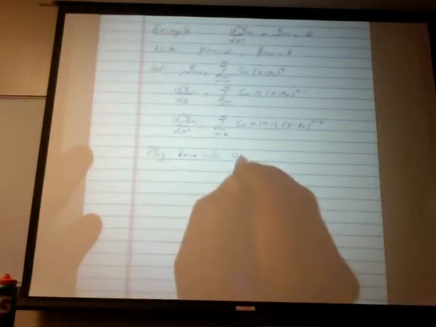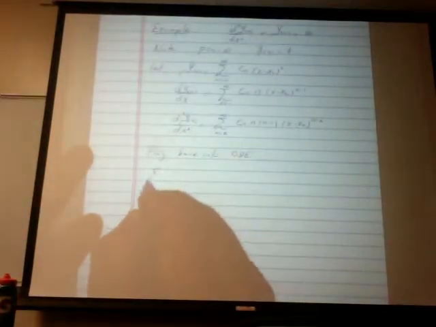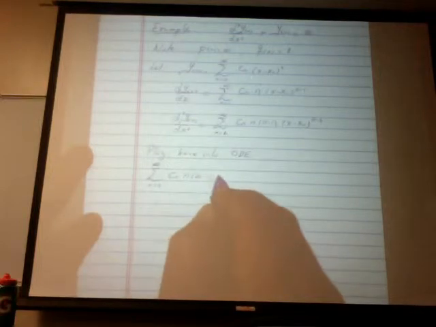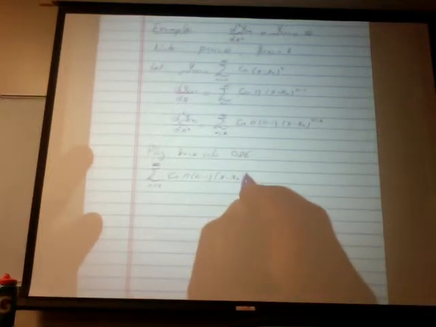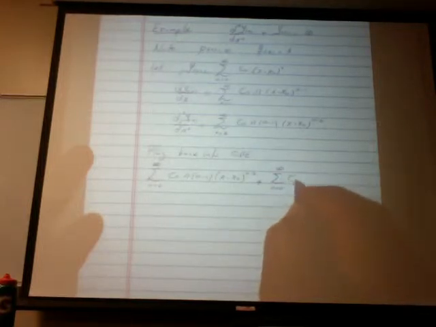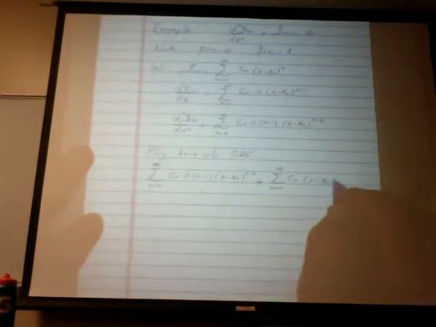Plug back into the ODE. So we're going to take this and plug it into the ODE, and we end up with, well, this one is a summation from n equals 2 to infinity of Cn n (n minus 1) (x minus x0) to the n minus 2, plus y, which is the summation from n equals 0 to infinity of Cn (x minus x0) to the n, and that's equal to 0.